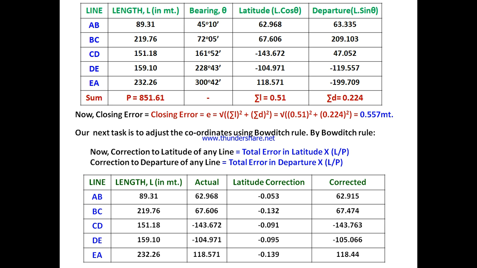Suppose for example for line BC, how do we calculate the corrected latitude? We take the total error in latitude, that is 0.557, into the length of that particular line. The length of the line BC is 219.76, divided by the perimeter, which is 851.61, and it comes as 0.132 here.